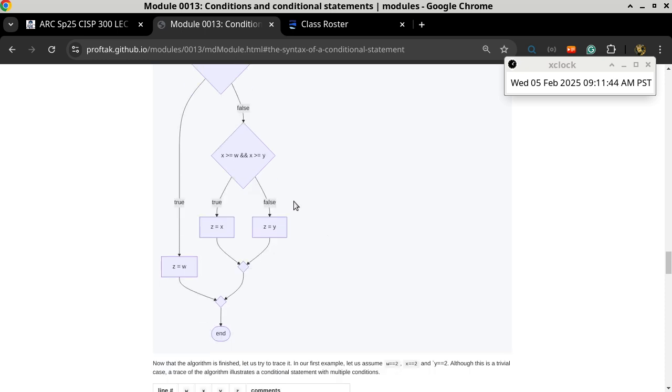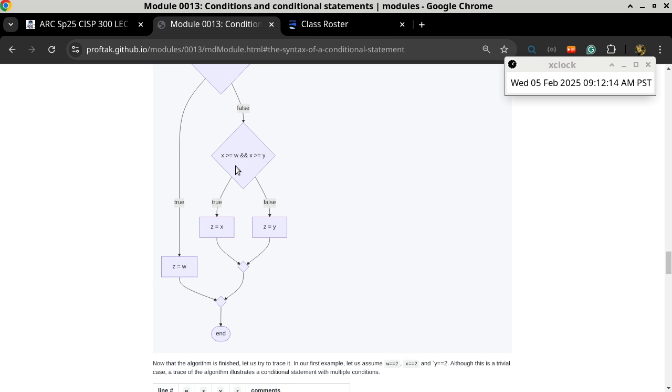Now we have another question here, which is: is it true or false that x is greater than or equal to w and x is greater than or equal to y? Once again, we have two paths coming out of the diamond because depending on the answer to that question, which is either true or false, we can follow one of two possible paths. If the answer is true, then we follow the then branch, which goes to a process block.